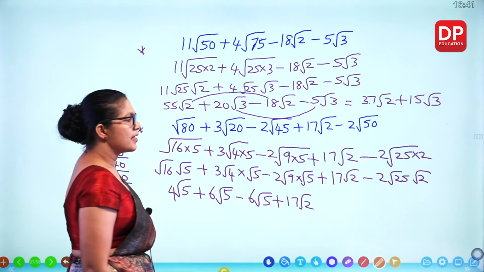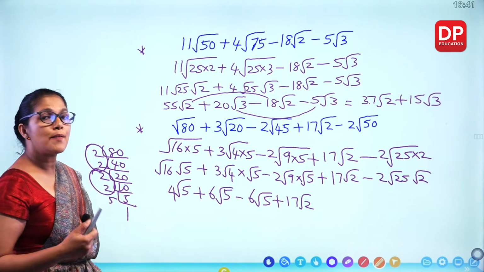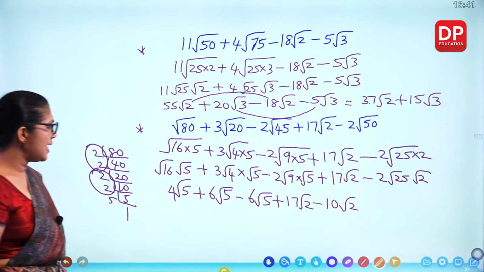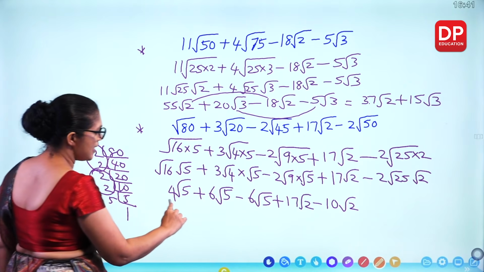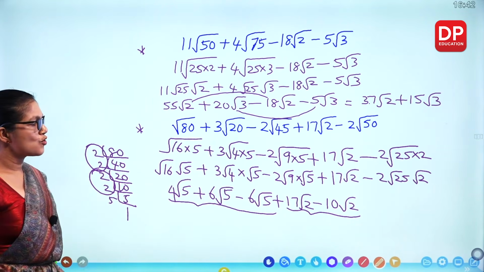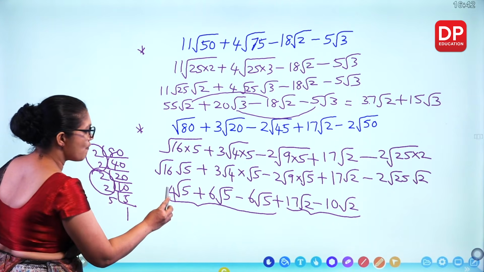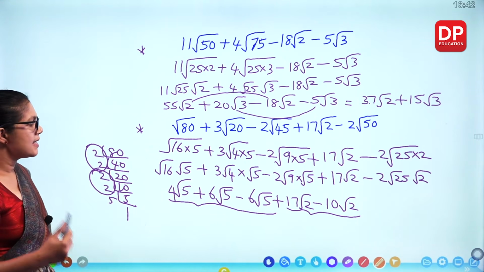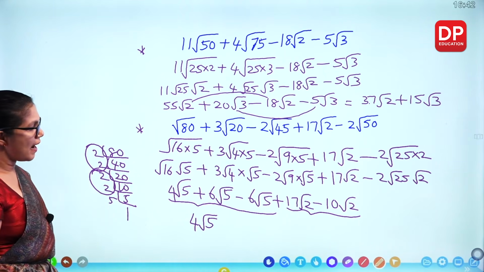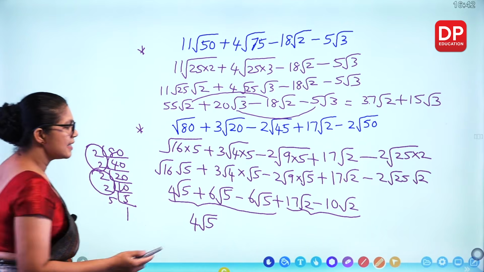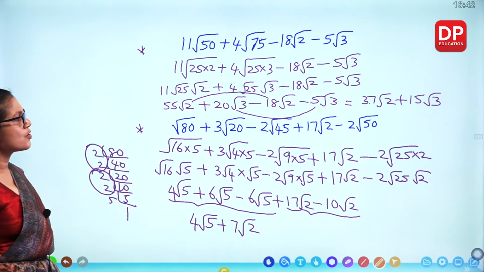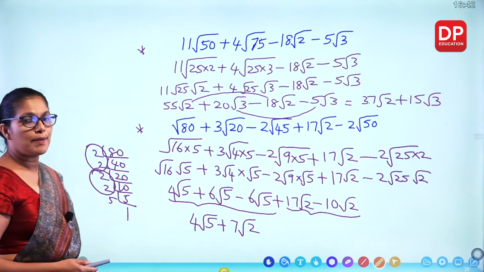What about the last one? 25 square root is 5. 5 times 2, 10. Now we'll see how we can simplify. These three terms I can simplify further with these two separately. So here 4 plus 6, 10, 10 minus 6, you get 4. So this is 4 root 5. 17 minus 10, you get plus 7 root 2. So that's how we can simplify.